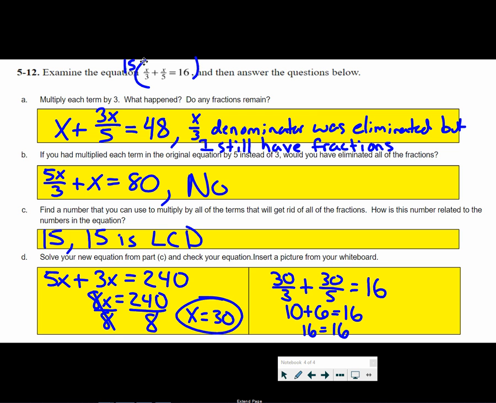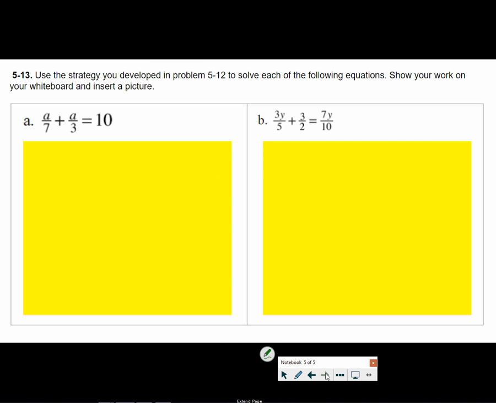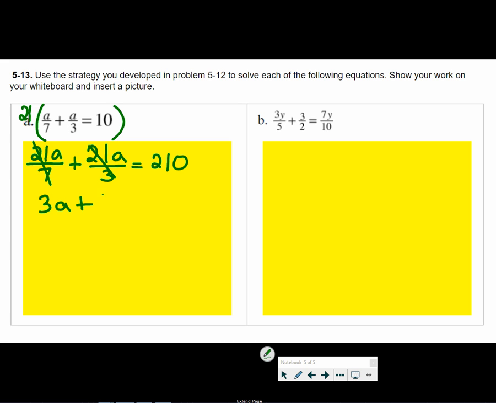So now it says use this strategy you developed in problem 5-12 to solve each of the following equations. Show your work on your whiteboard and insert a picture. Alright, so in A, I find the common denominator between 7 and 3 is 21. So that means I'm going to multiply everything by 21. Okay, so I'm going to rewrite it. So 21A divided by 7 plus 21A divided by 3 is going to equal 210. So then I simplify. These cancel out and I get 3 plus these cancel out, give me 7.